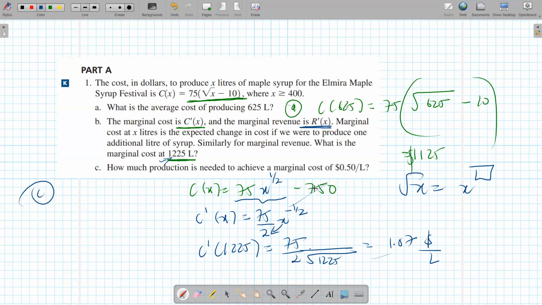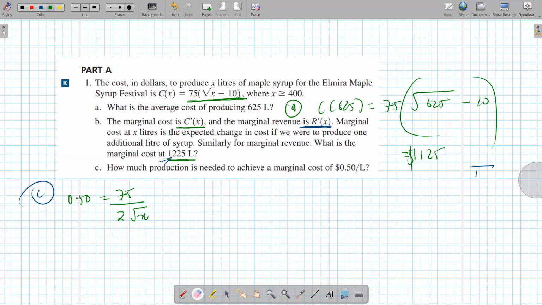So now what they've given us is C of X, which is 0.50, right? And they're asking us to find how many liters you should be producing to achieve this marginal cost. So you need to solve for X using this function here. You need to solve for X.